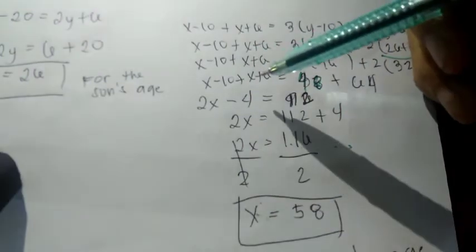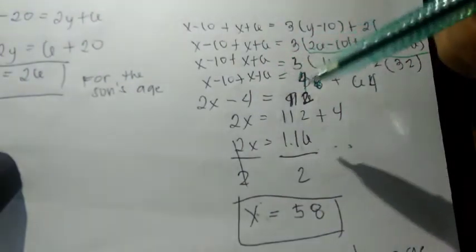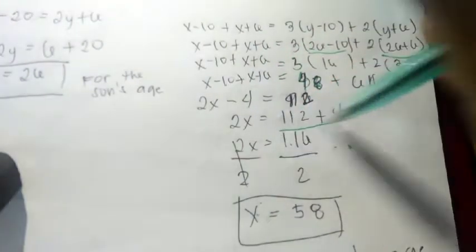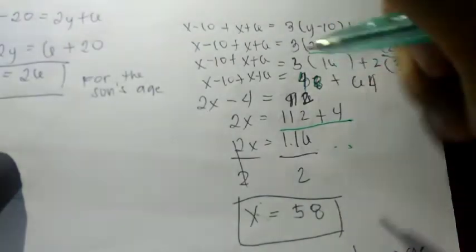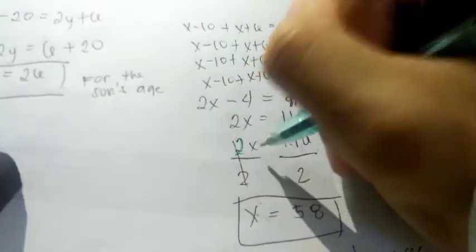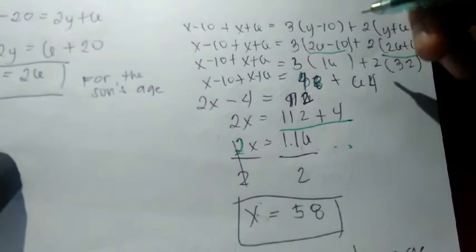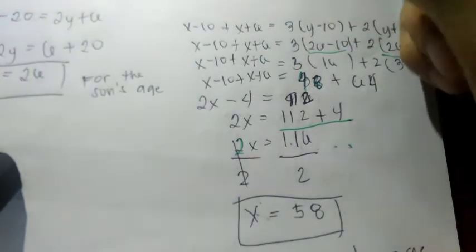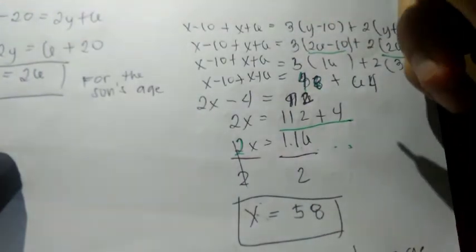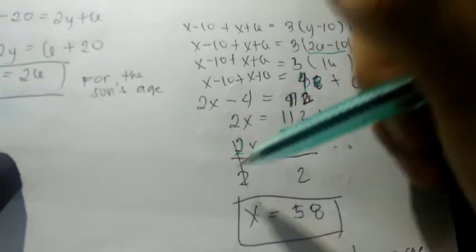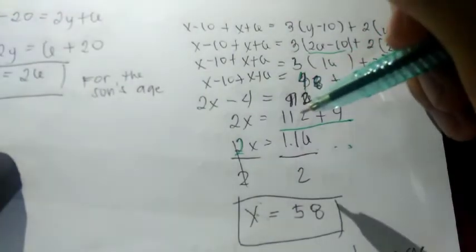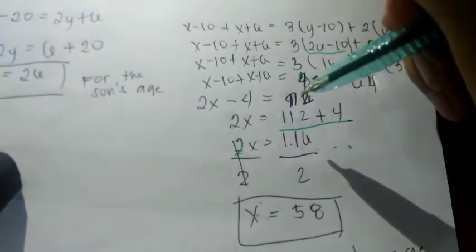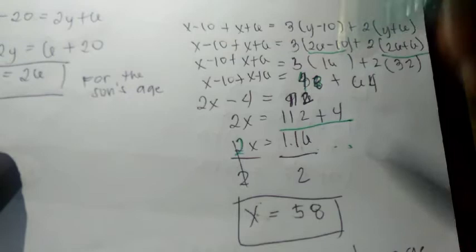Let's transpose the negative 4 to the other side. So we have positive 112 plus 4. Let's add them. So we have 2x equals 116, and let's divide it by 2 to get the x. So cancel this out. So we have x equals, let's divide 116 by 2. So we have 53.